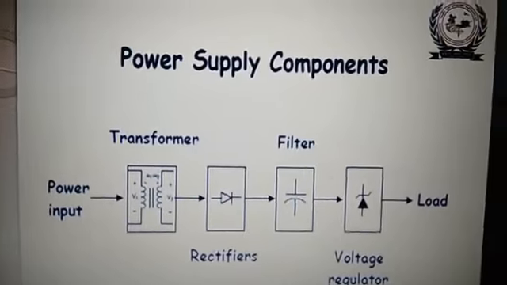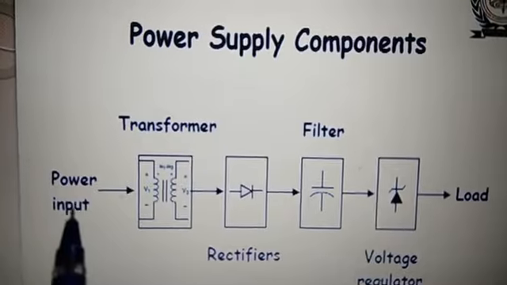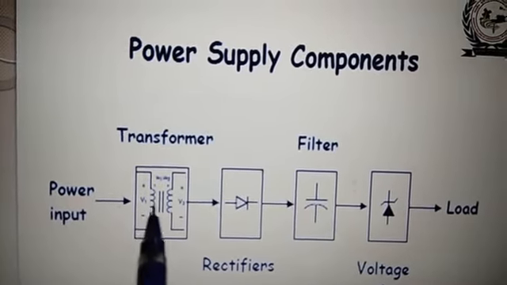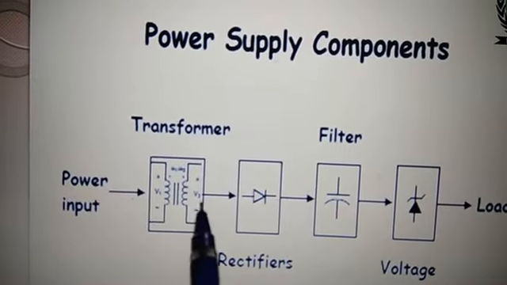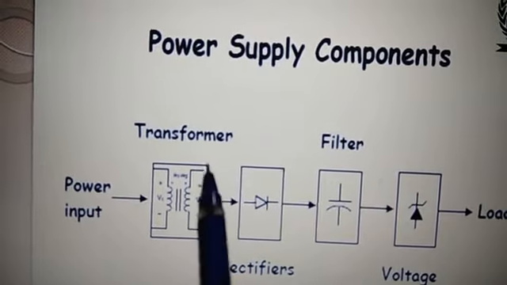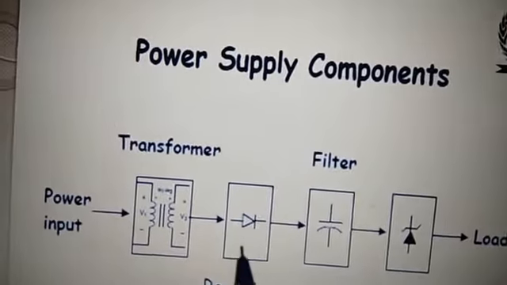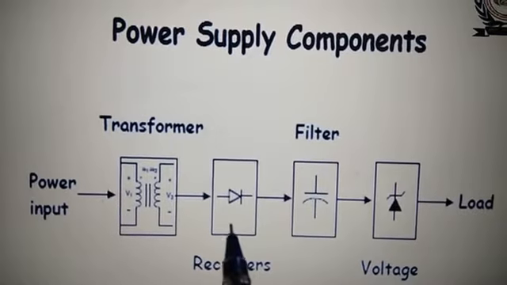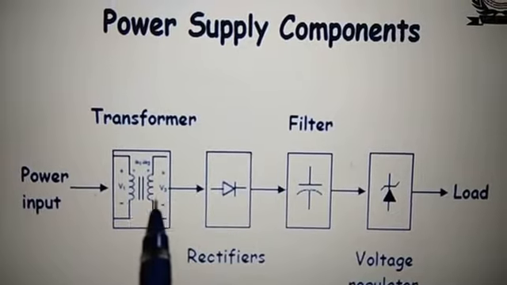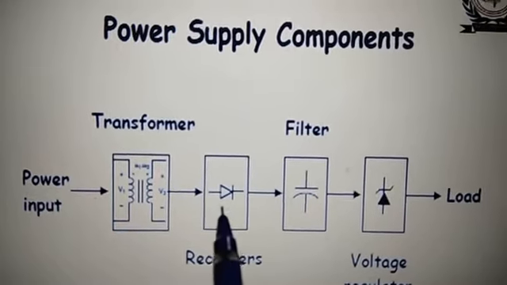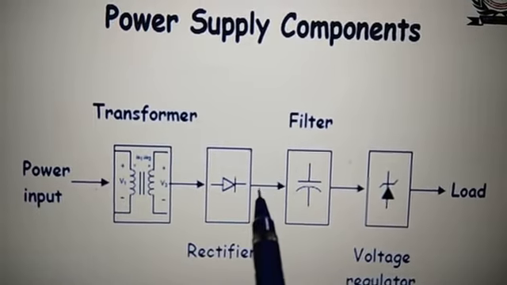Here you can see the diagram of the power supply, where we will apply the power to the primary of the transformer, and we will get the low AC voltage at the secondary of the transformer. You will get the AC here. Then next we will have the rectifier, either a half wave rectifier or a full wave rectifier. The secondary of the transformer is connected to the rectifier, and the rectifier will produce the pulsating DC here.